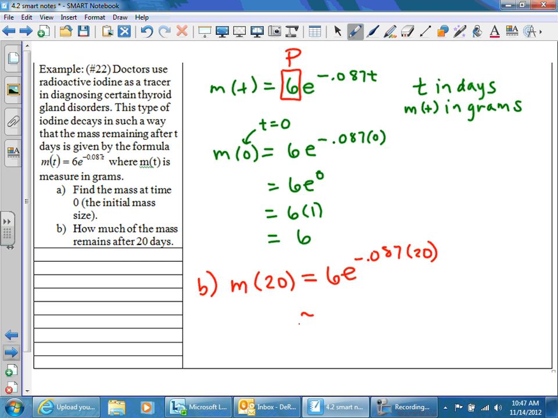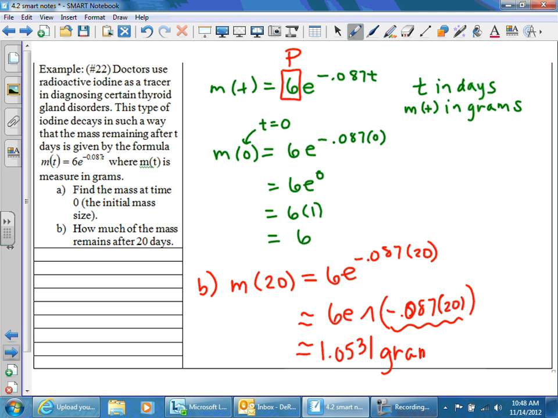And this one I'm definitely going to put into my calculator. Make sure when you do this that you put this whole thing all in the exponent, okay? Or you're not going to get the right answer. So this is about 1.0531, and it's measured in grams. I think I forgot to write that up here too. There we go.